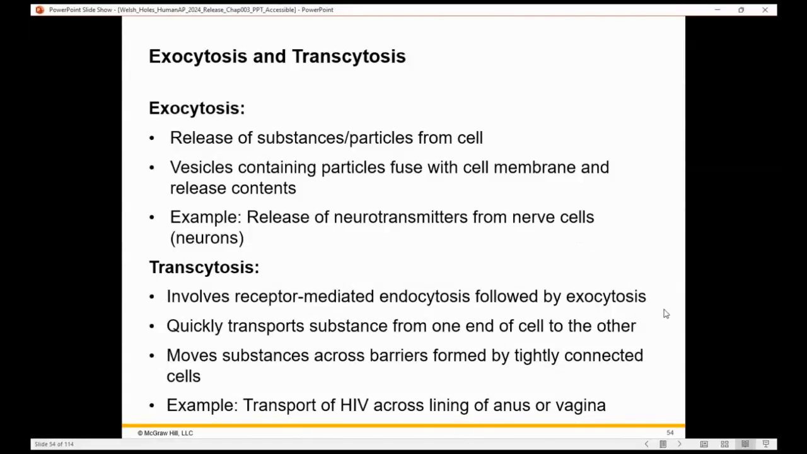In transcytosis, this involves receptor-mediated endocytosis followed by exocytosis. It quickly transports substances from one end of a cell to the other. It moves substances across the barriers formed by tightly connected cells. An example would be the transport of HIV virus across the lining of the anus or vagina.